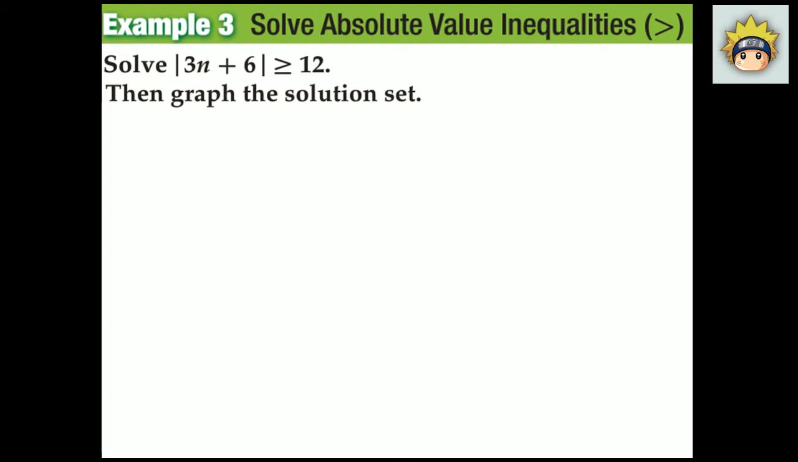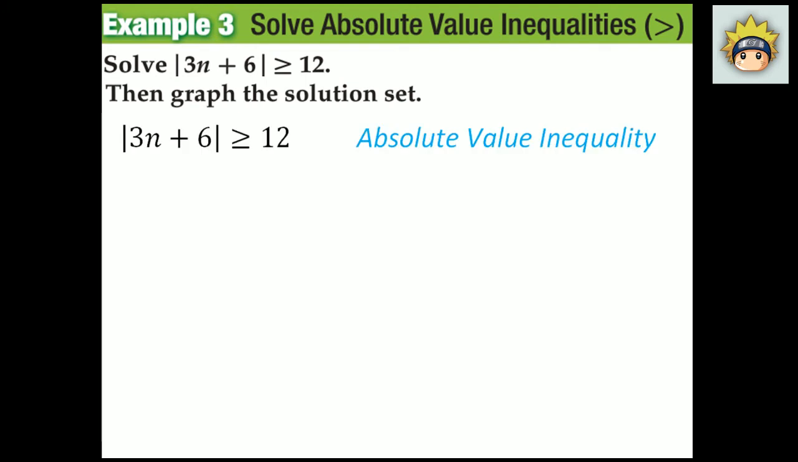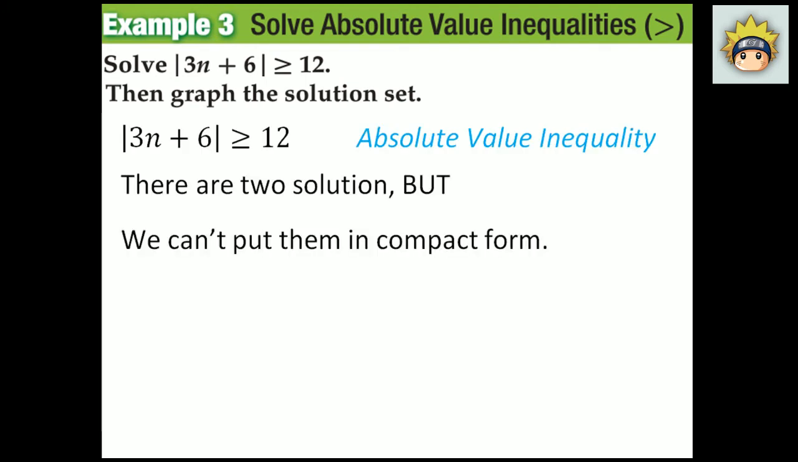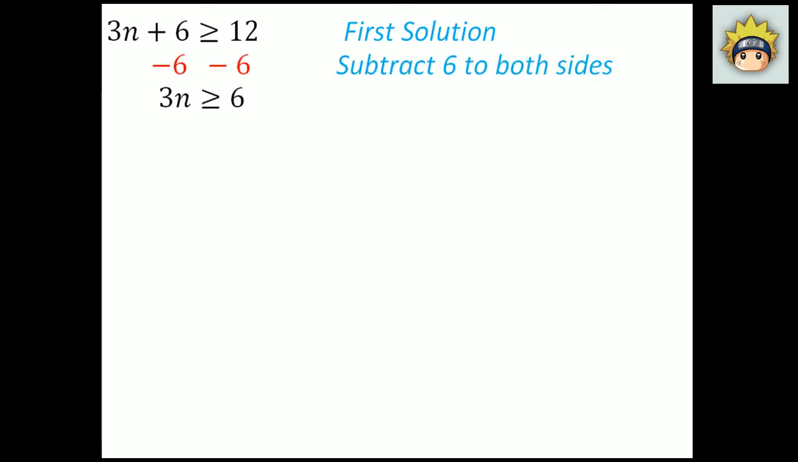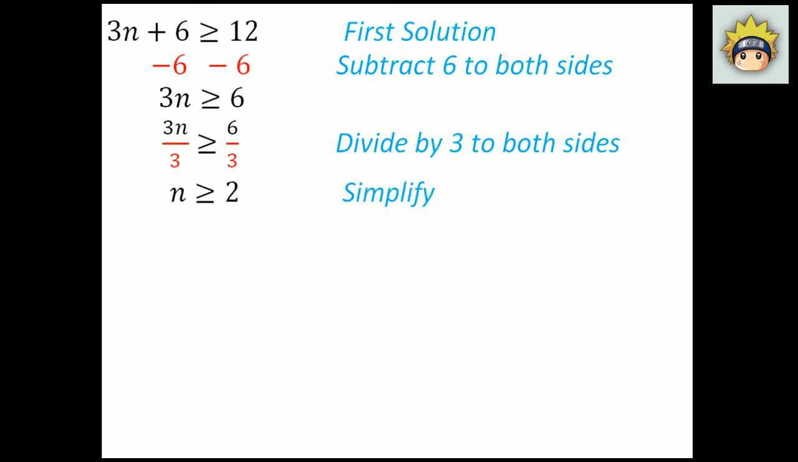Solve the absolute value of 3n plus 6 is greater than 12. Here's the absolute value inequality. Notice that there are two solutions, but we cannot put them in compact form because this is the union. Here's your first solution: 3n plus 6 is greater than or equal to 12. Subtract 6. You get 3n is greater than or equal to 6. Divide both sides by 3. N is greater than or equal to 2 after you simplify.